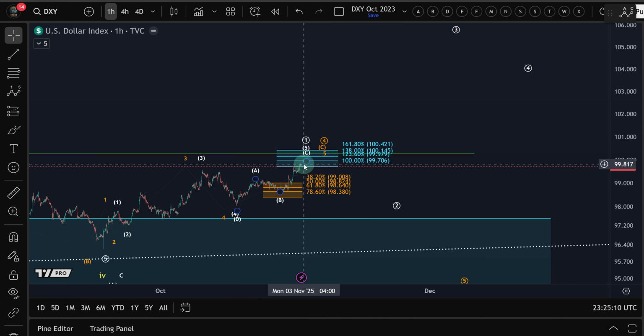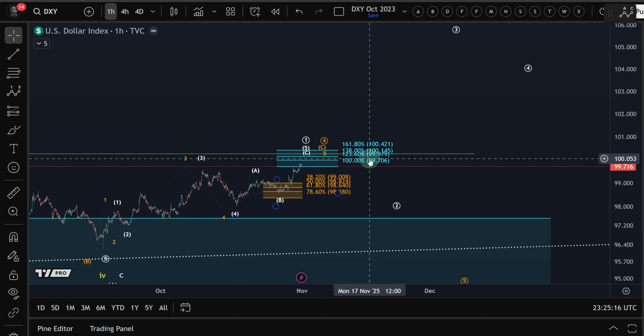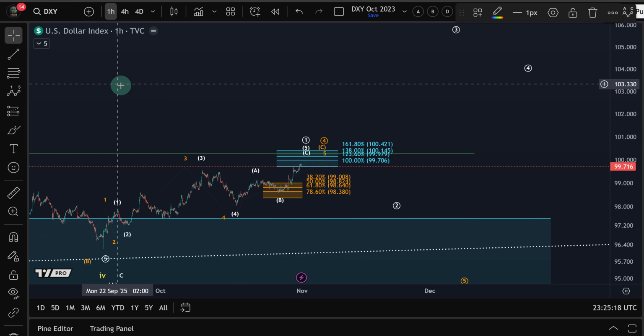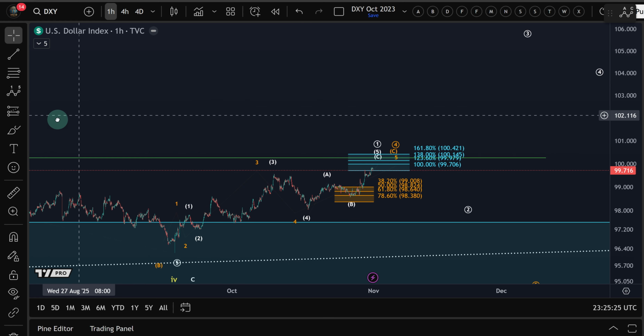I mean, ideally we stretch a little higher in this 5th wave to the upside, but this is the target zone between $99.70 and $100.42, and there's likely going to be some additional resistance around this very obvious swing high from the 1st of August.